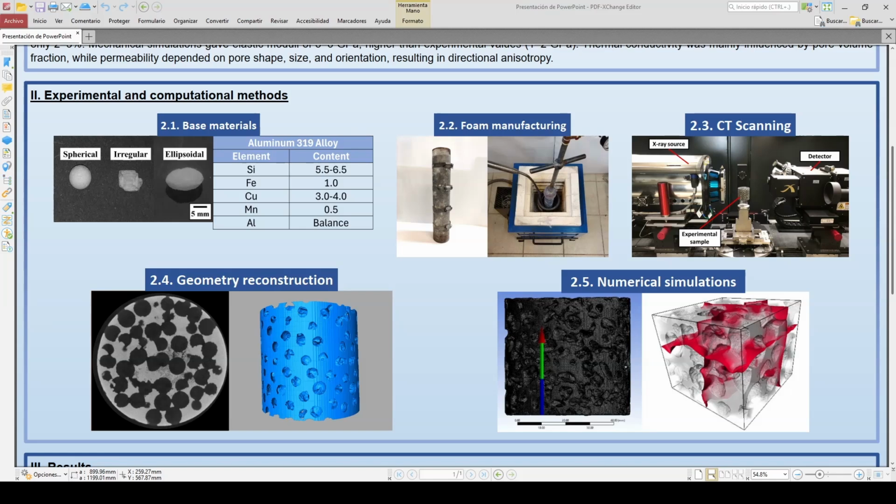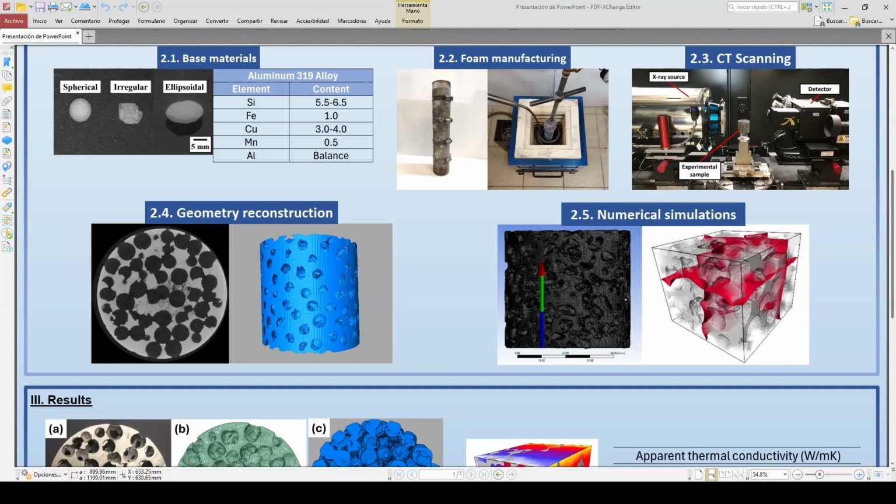Here we refine the projections obtained from the CT scans, and we eliminate some residual voxels or parts that were undesirable, such as parts of this plastic support that we didn't need for the analysis. And finally, we perform the numerical simulations.